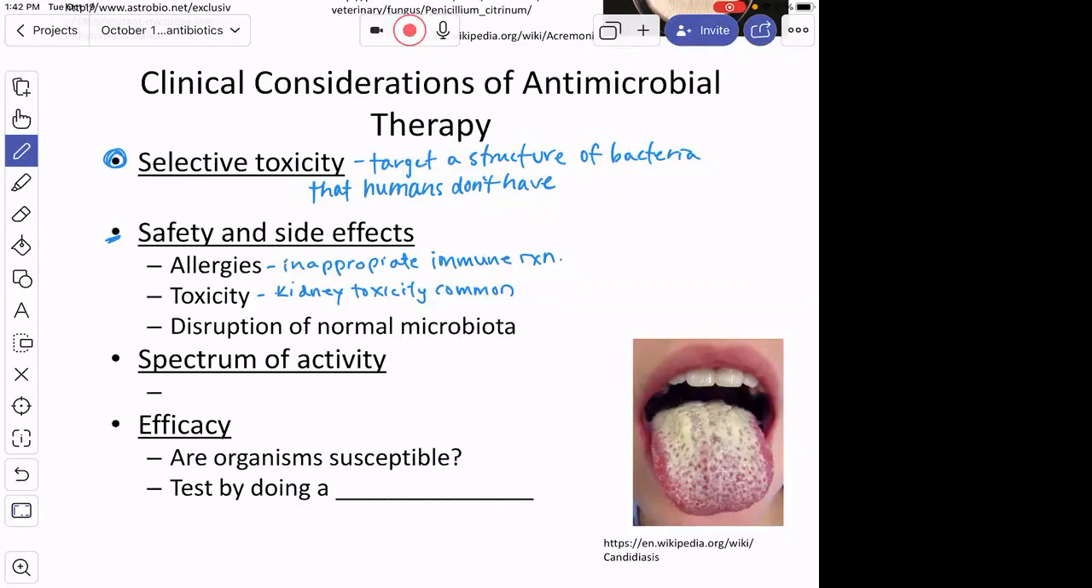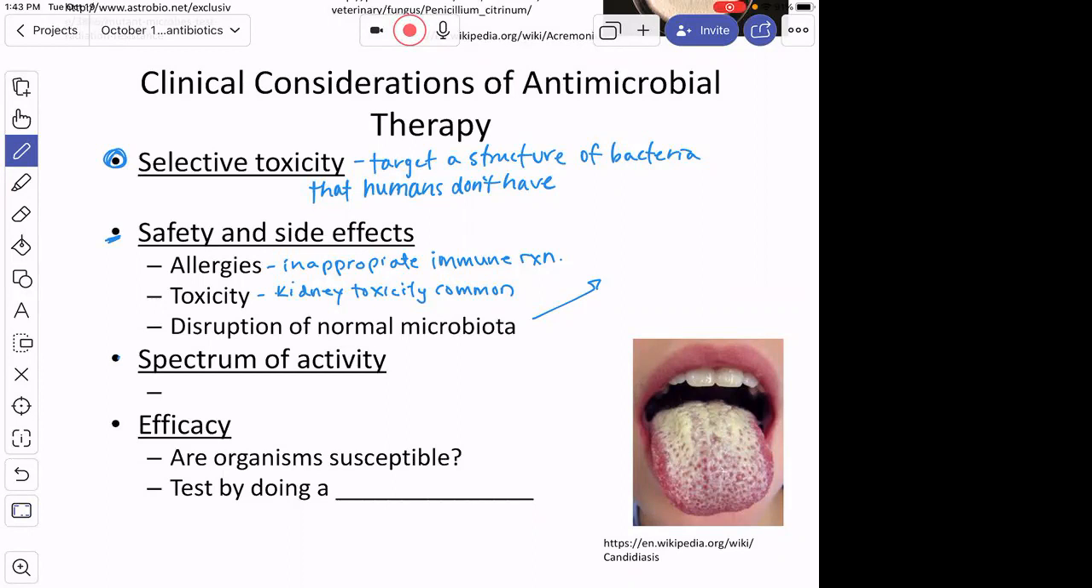Another big issue is disruption of normal microbiota. And this plays into our next topic there, spectrum of activity. I didn't give myself a lot of room to write here, but if you take out all your good bacteria, so maybe you're on an antibiotic that's pretty powerful and killing a lot of different organisms, it's going to kill your normal microbiota, what's normally there.